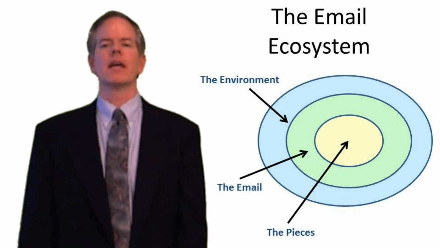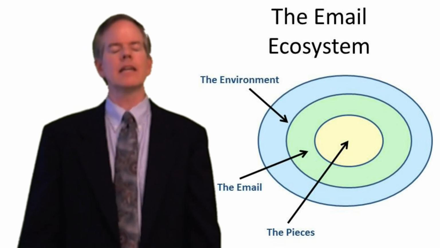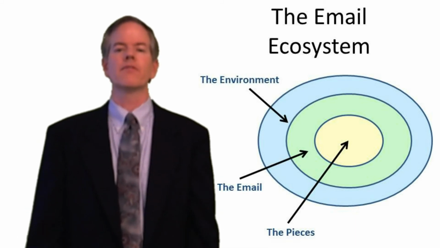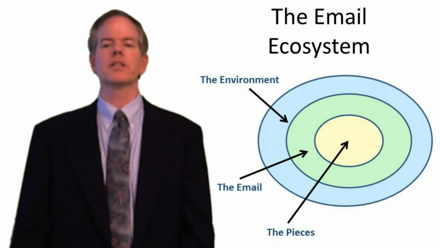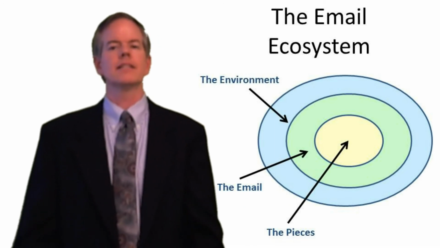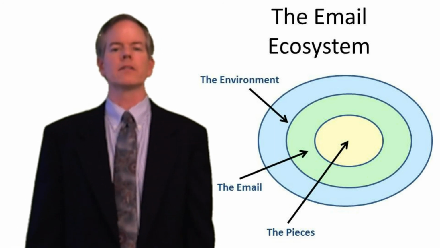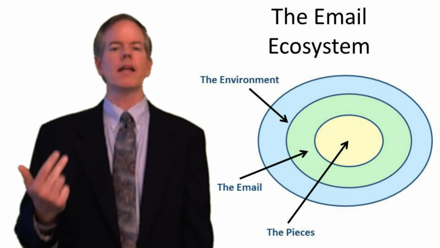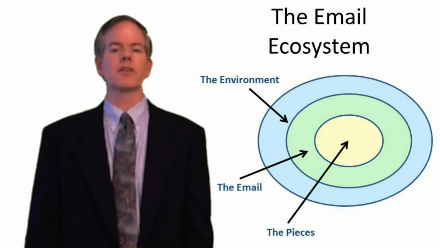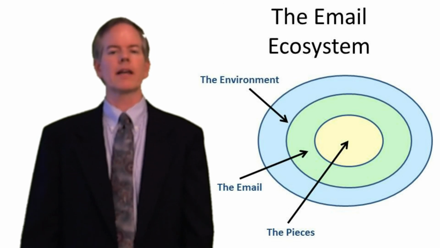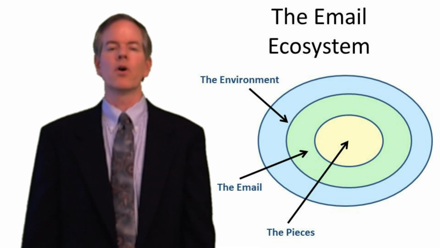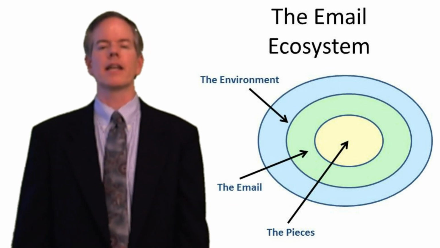There you have it. Each one of your emails exists in an email ecosystem in which it has to compete for the attention of the person that you've sent it to. Remember, they've got a lot of other distractions. This email ecosystem is made up of three parts: the environment, the email, and the pieces. Each part operates both by itself and in conjunction with the other two. In order to start writing effective emails, you're going to have to learn how to make this email ecosystem work for you and not against you.